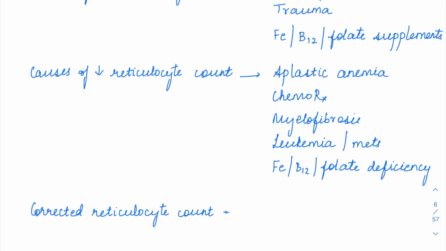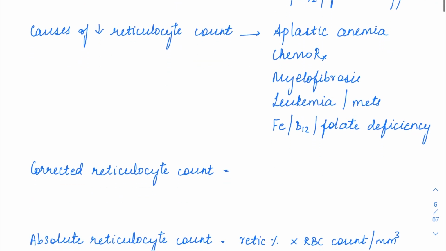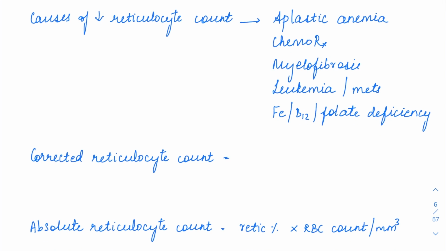And then aplastic anemia. The bone marrow stem cell itself is going to be defective, so it cannot form the hematopoietic cells. So in aplastic anemia and bone marrow failure, there is going to be decreased reticulocyte count. Chemotherapy and radiation again are going to cause the stem cells to be damaged. So in that case, again, there is bone marrow suppression, so there is no reticulocyte production.